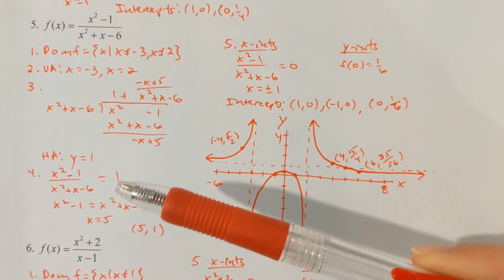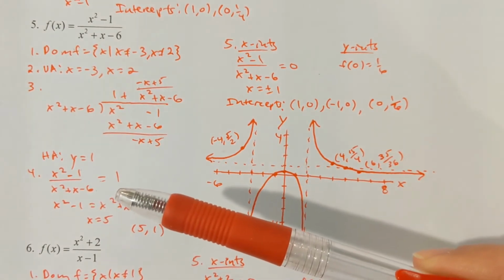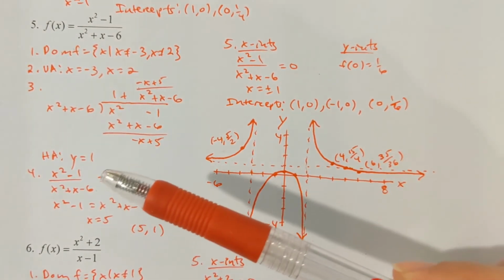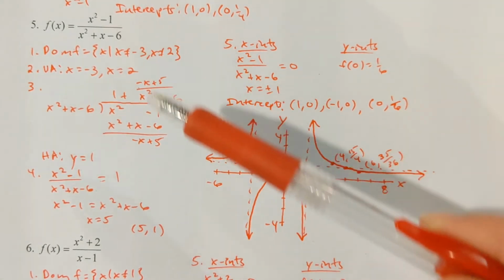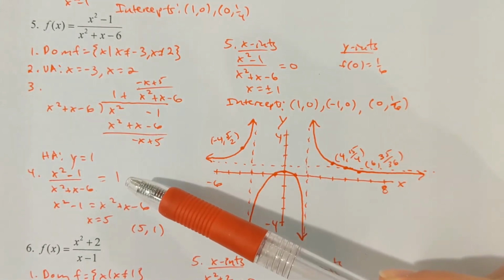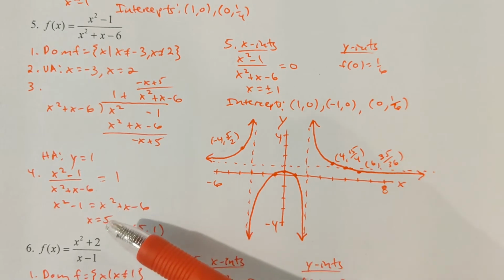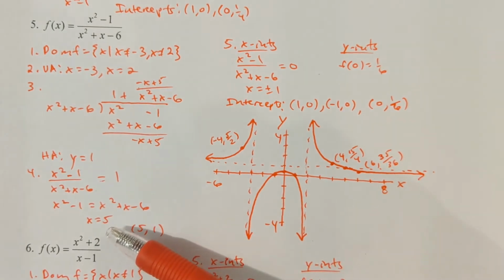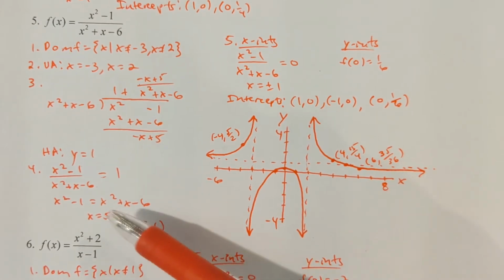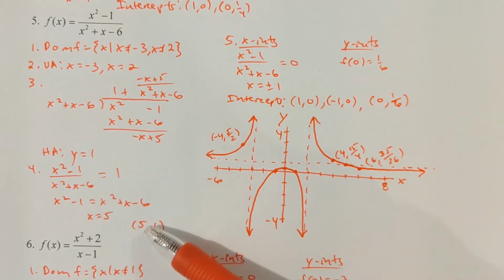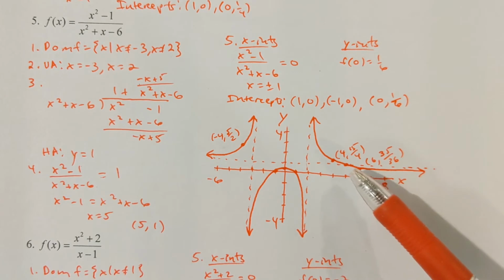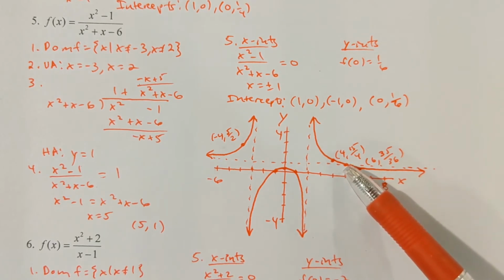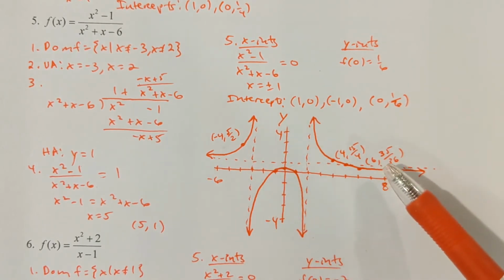Okay, step 4 is to determine if the curve crosses the horizontal asymptote. When I set the function and the asymptote equal to each other and then solve for x, I get x equals 5. So this is going to be another case where the graph will cross the asymptote. When x is 5, y is 1. So (5, 1), I want to make sure that that point is still on the graph, even though I've got a dotted line there.